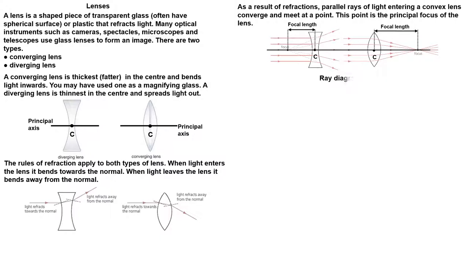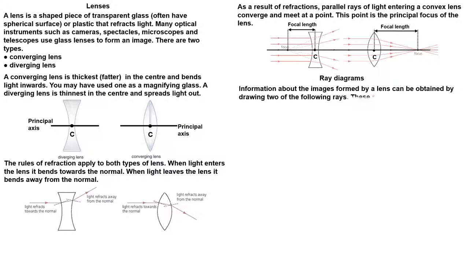Ray diagrams. Information about the images formed by a lens can be obtained by drawing two of the following rays. These rays are chosen because we can predict their path through the lens.